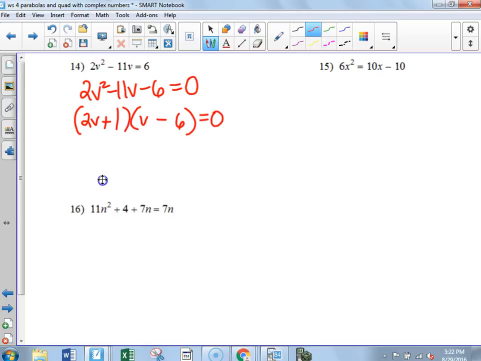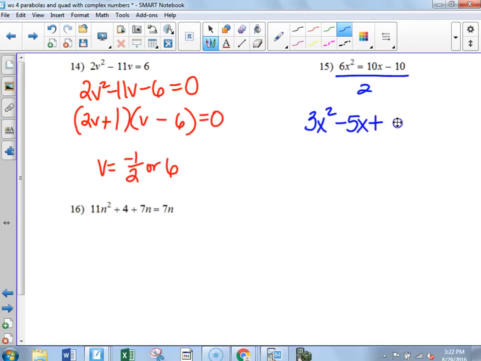I always try factoring first, because I'd rather factor than do quadratic, but that's totally up to you. What does that make v? All right, what about 15? Divide everything by 2, that will help. I'm going to make it equal to 0 at the same time. Okay, was that skipping too many steps? When you moved them over to the other side, you had to subtract and add, right?